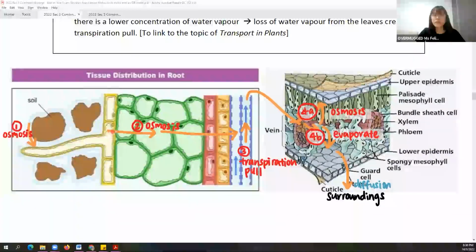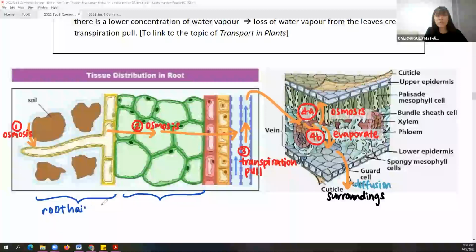Then from the root hair cell, they will move into this green color region. By chance, does anyone know what is the cell right beside the root hair cell? What is this green color cell called? So no one knows. Okay, this green color one is not cortex, not xylem. The answer is actually root cell. Your root is of a certain thickness, and only the hair that is coming out is the root hair cell. The main root is the root cell.